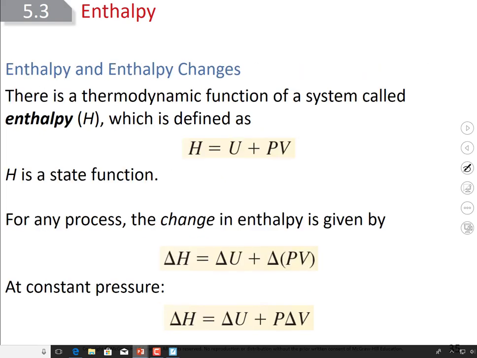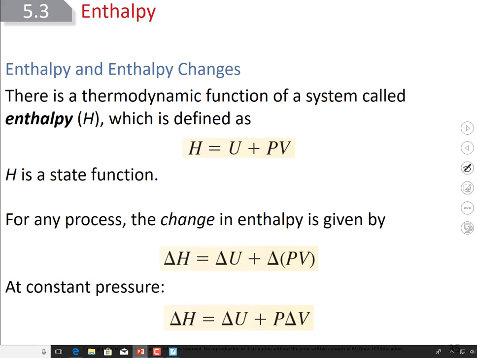So let's introduce a new state function. Uppercase H. Uppercase H is enthalpy. Enthalpy with the T, H, not to be confused with entropy, which we will cover later in chapter 19.